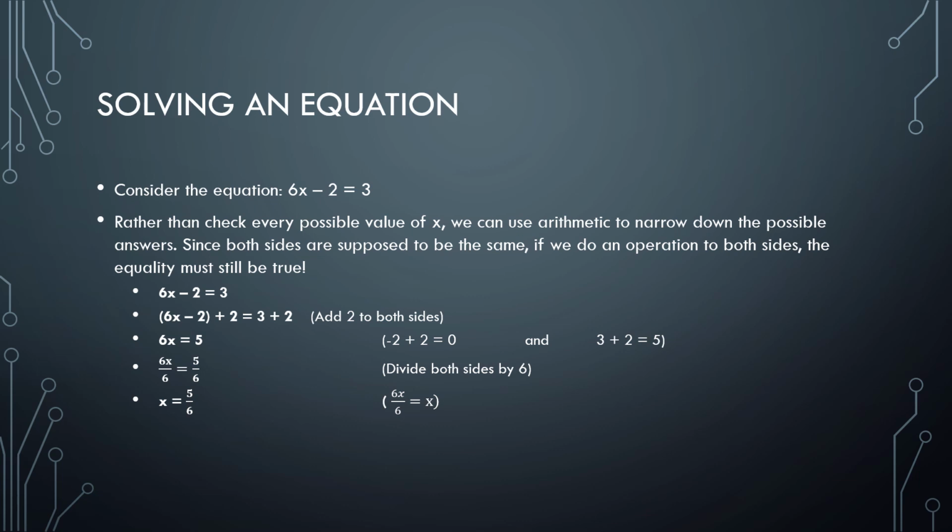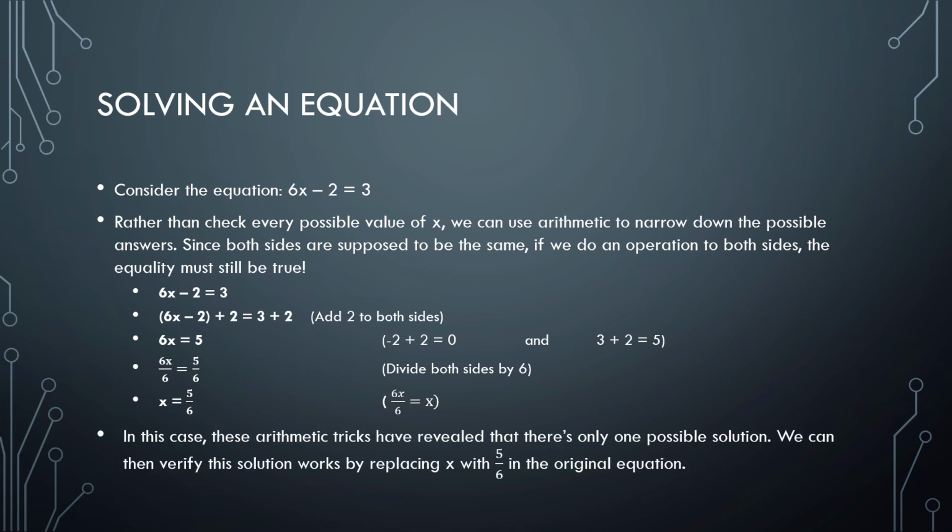It doesn't necessarily mean we should check, but we can verify this by simply plugging in 5/6 into the original equation like we were doing before, and we get 6 times 5/6 minus 2 is equal to 3, and that does simplify into 3 equals 3, so we know we did good.